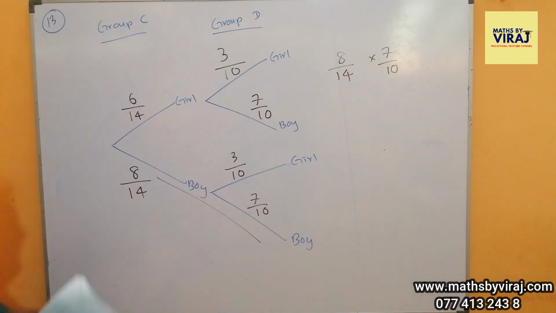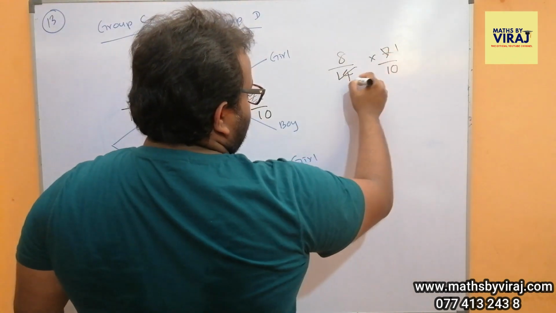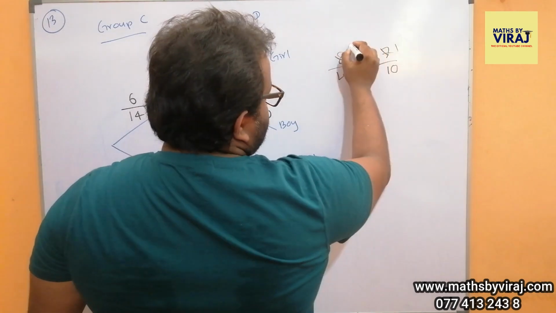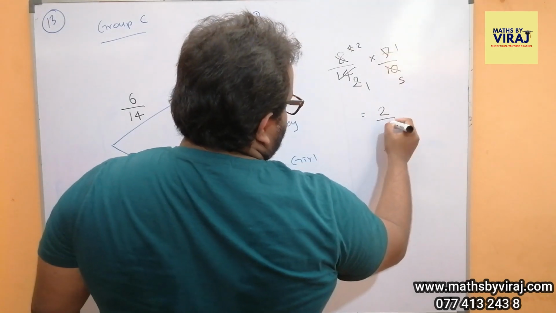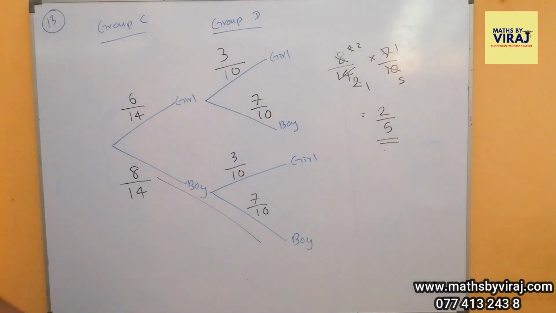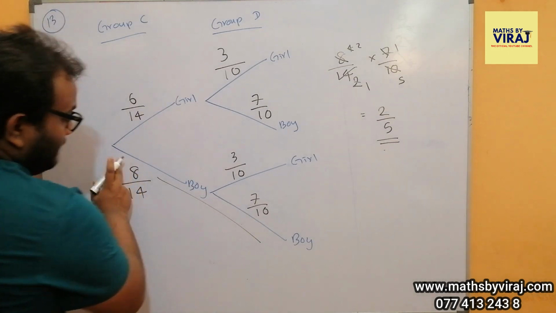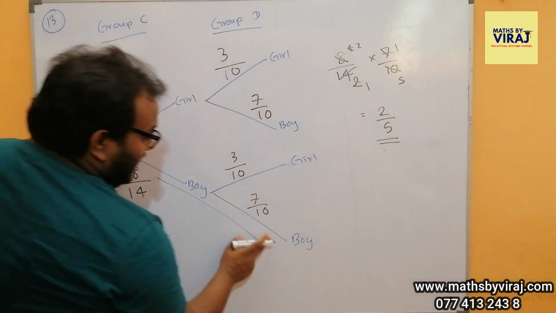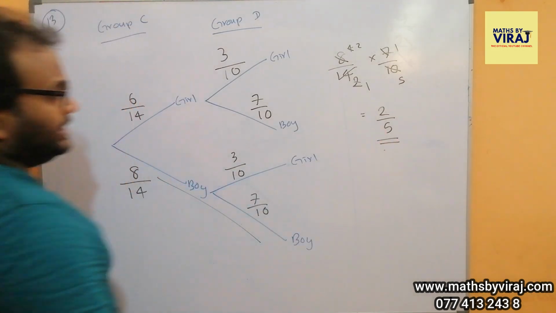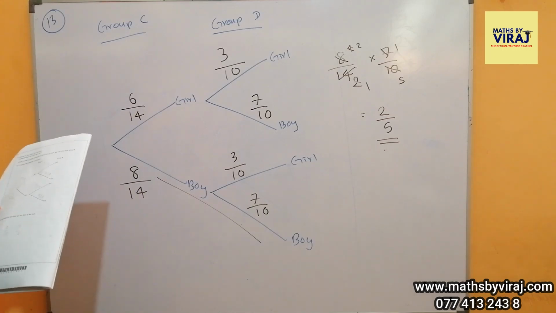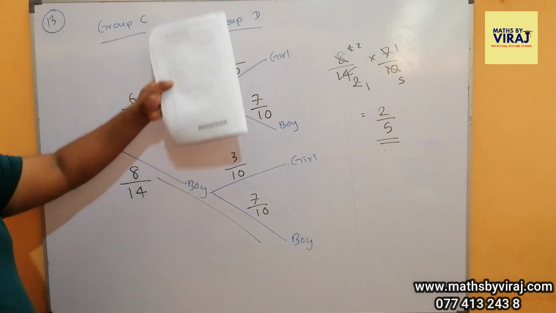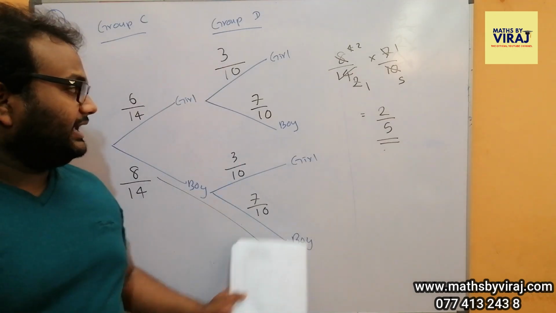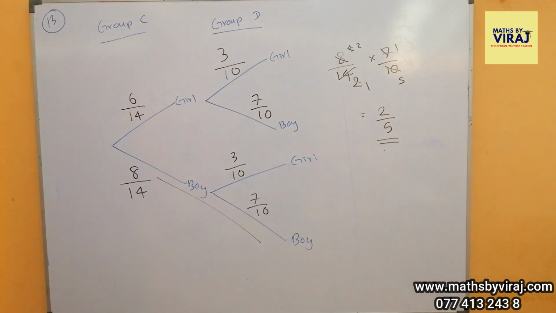Therefore, the answer that we get is 2 over 5. That is, we multiply 8 over 14 and 7 over 10 so that we get the answer of 2 upon 5. The probability of getting 2 boys in the team from group C and group D, 8 over 14 into 7 over 10, which is 2 over 5.